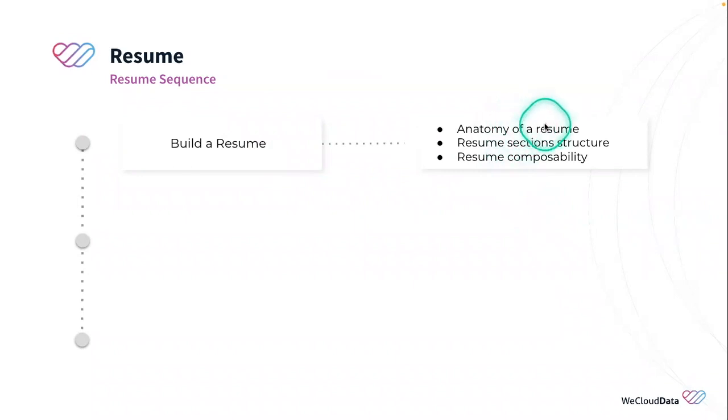So you want to understand the anatomy of a resume. We'll go through that very quickly in a bit. I want you to understand the different sections of the structure and how it's composable. So typically what you want to do is build a full CV, like basically everything you've ever done, worked at, education, certification.